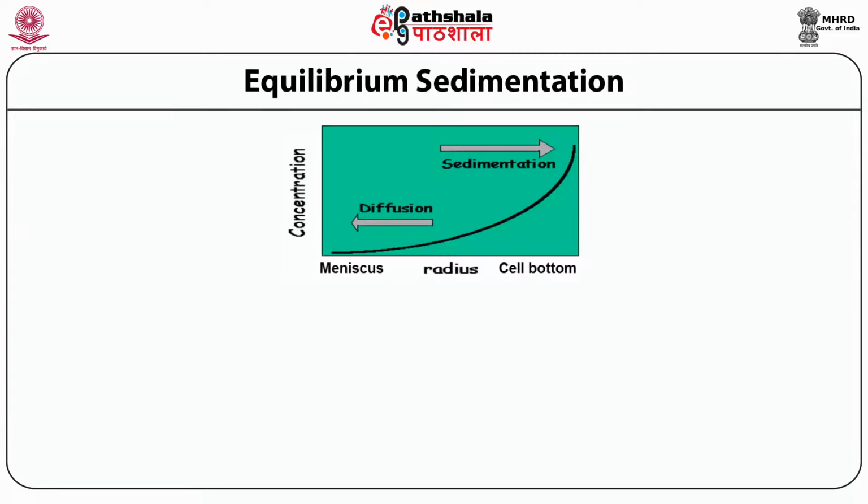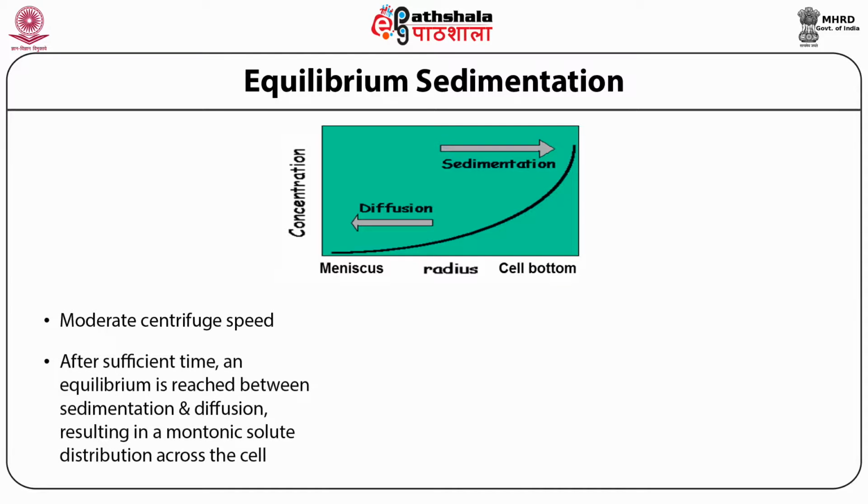Now we discuss the equilibrium sedimentation. You can see here on the y-axis the concentration and on the x-axis the radius. So the meniscus has formed at the initial condition at the cell bottom. From the lower side of the meniscus is diffusion and the upper side is the sedimentation. After sufficient time, an equilibrium is reached between sedimentation and diffusion, resulting in monotonic solute distribution across the cell.